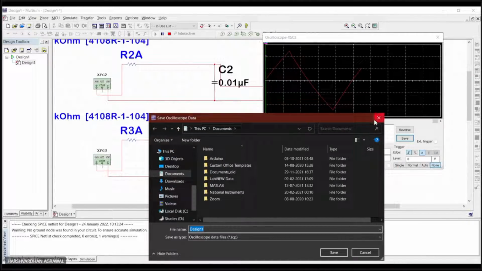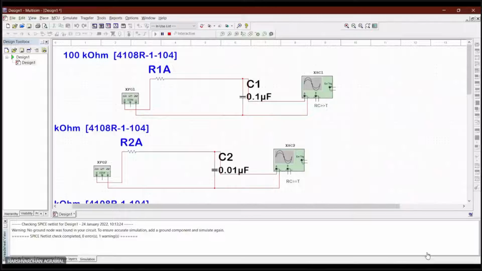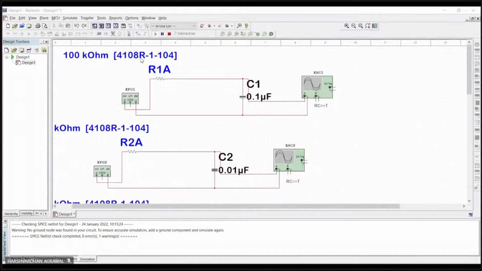Okay. So you may proceed to the high pass filter experiment. Anybody else has finished?